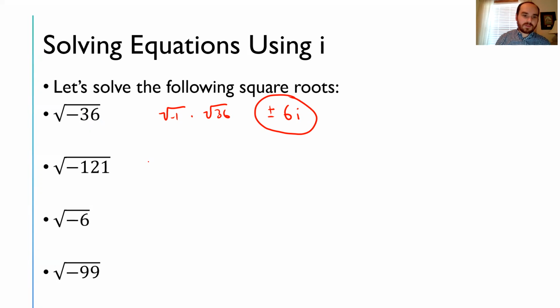This one, we can do the same thing. We get square root of negative 1 times the square root of 121. Square root of 121 is 11. So we have plus or minus 11i.